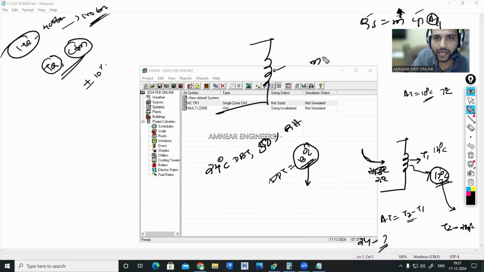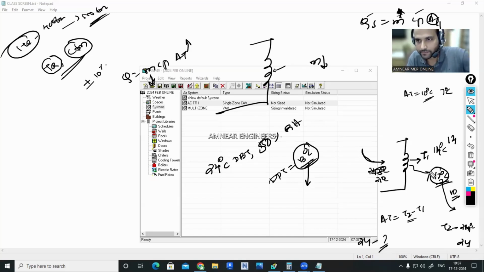Mass flow rate is decreasing, what will happen? Q is equal to M Cp delta T. M is decreasing, delta T will increase. Means room temperature is 24, okay? Our design supply value might be 14. Delta T is 10. But instead of 10, if the delta T is increasing into, let's say 14, what will happen? The mass flow rate is decreasing, delta T will increase.